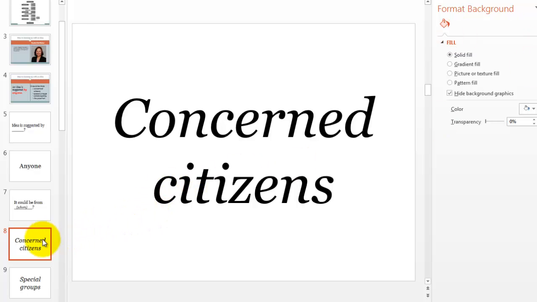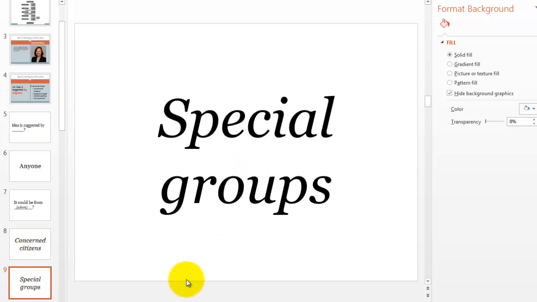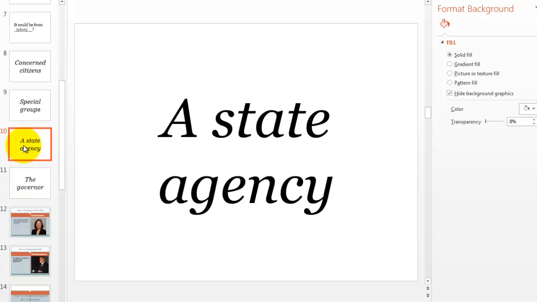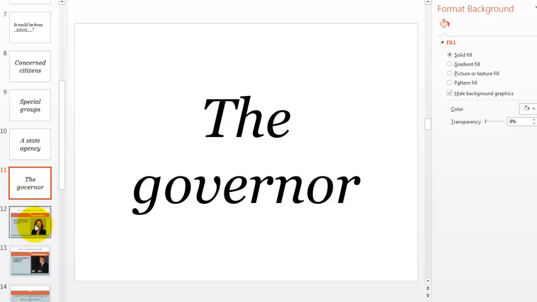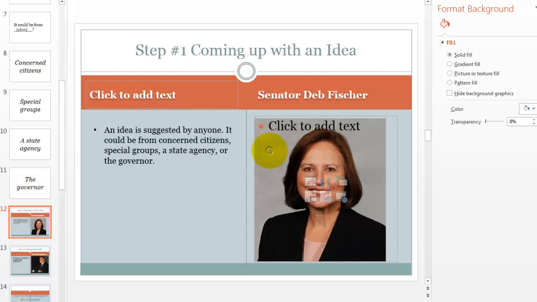You can show a picture of concerned citizens. It can be your own photo, and you can say, I'm a concerned citizen. Instead of showing "special," here you can show a picture of special groups. If you can't find a good picture of a special group, you can find the logos of the special groups as well. Then you can find a picture of a state agency and agent. Probably you could find a good picture for this too. And the governor, for that you show this picture.